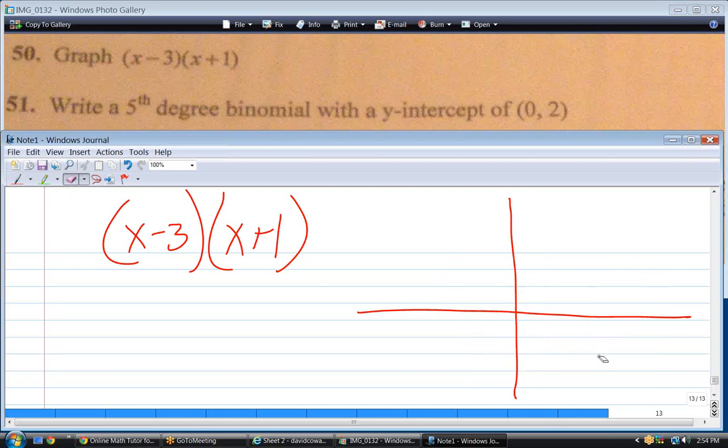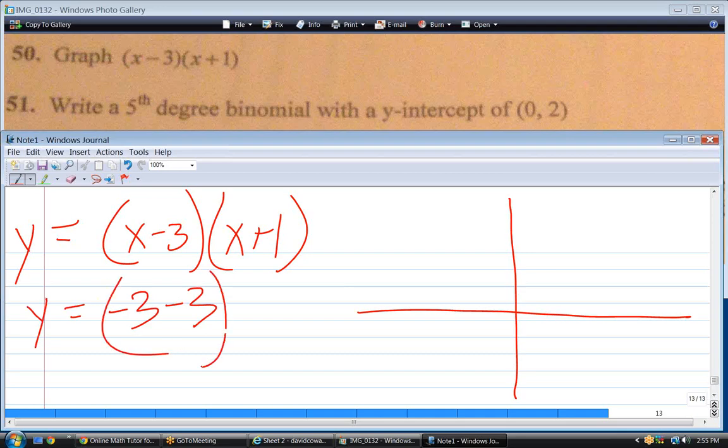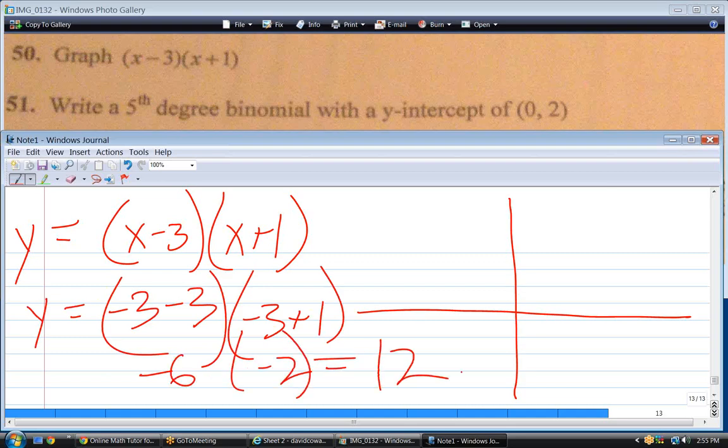Right? Yes. Okay. Well, this one has it factored already, so it's really easy to figure out where it goes through the x-axis. If I say that's equal to y, where would y be 0? What two values would y equal 0? -3 and 1. Let's plug in -3. It's -6 times -2. That's not equal to 0. That's equal to 12.